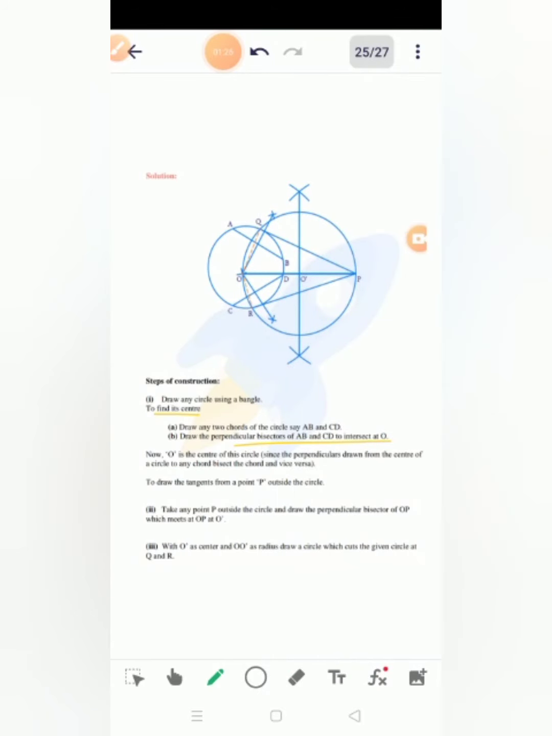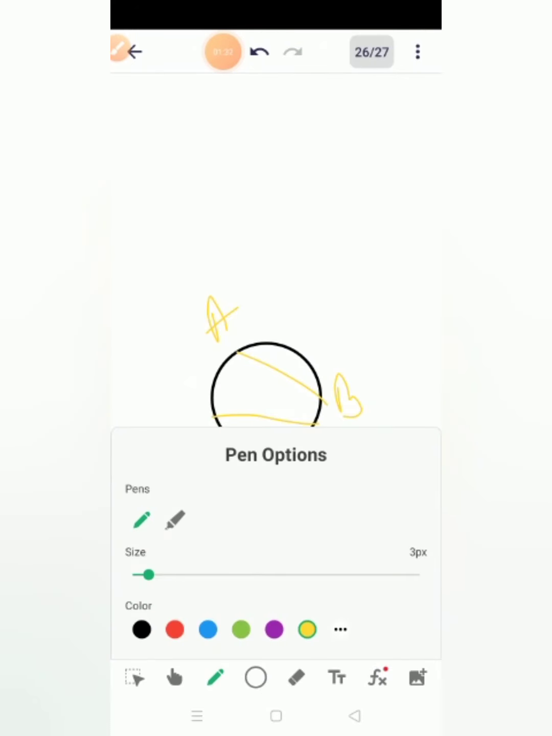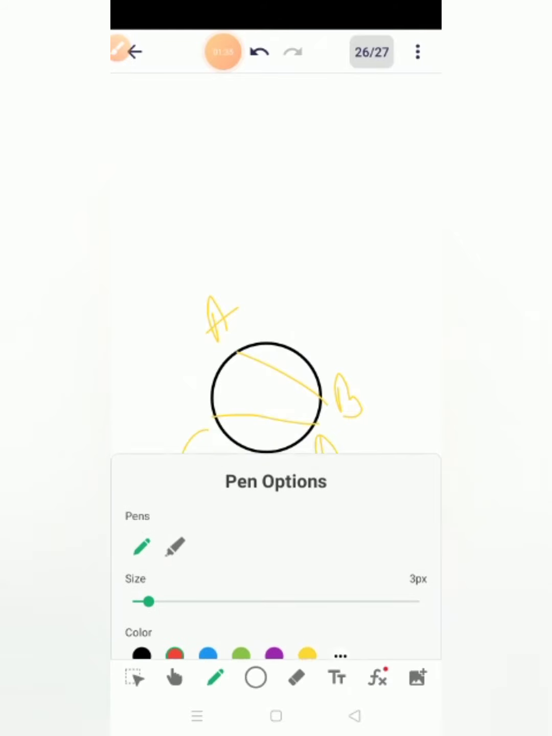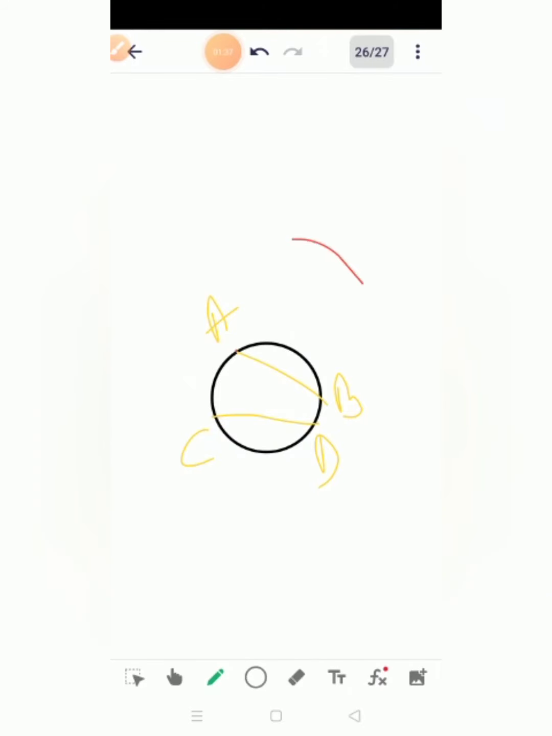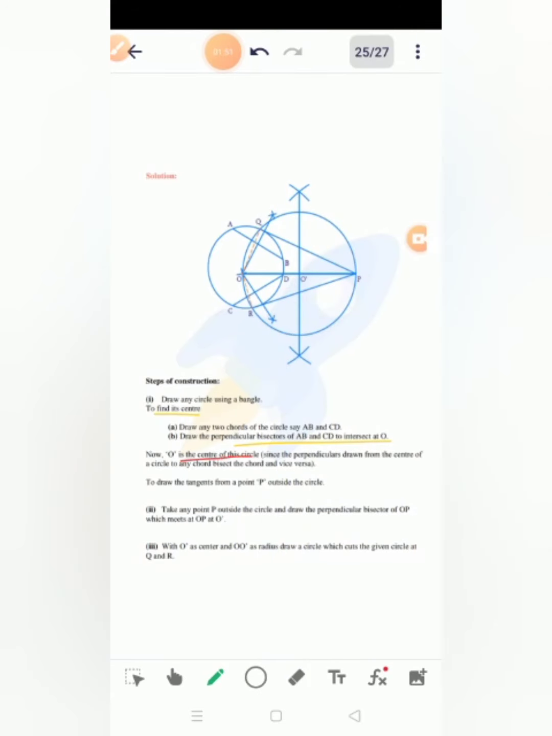Fine. Now to do this, what you need to do is change the color to red. Okay, let's see here. From point A, make an arc. From point B, make an arc. From point C, make an arc. From point D, make an arc. You join the lines like this. I've done it randomly, and you'll get a point O here, which is your center. Fine. After that, now O is the center of the circle.